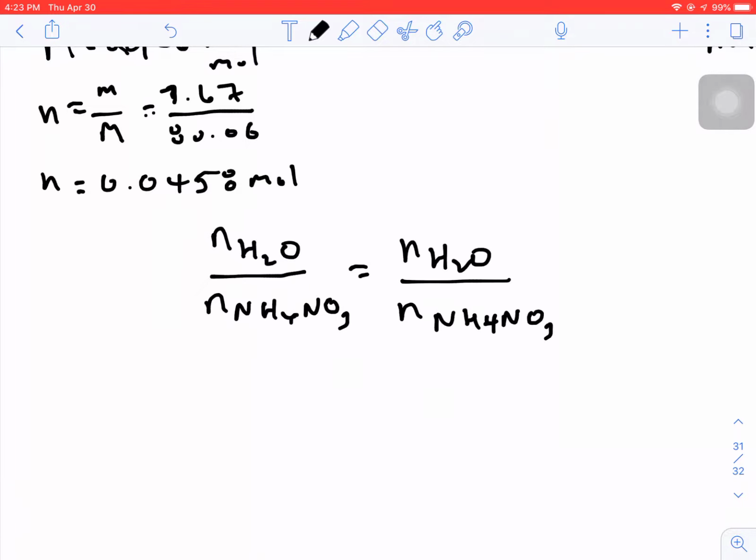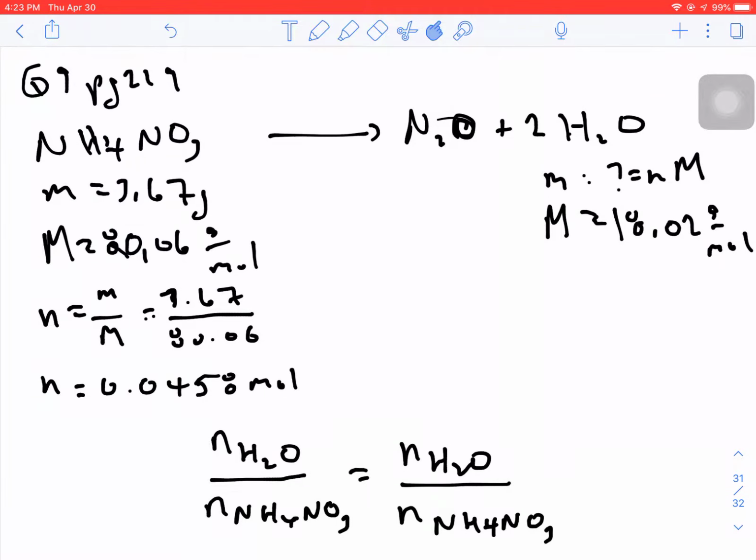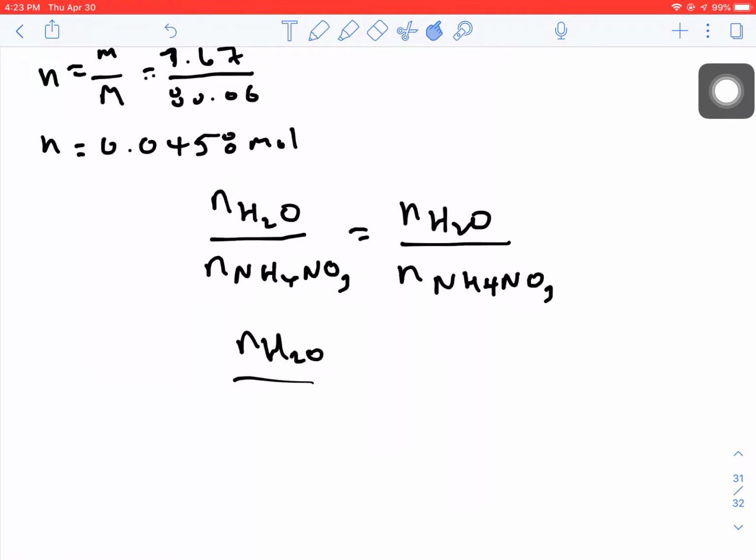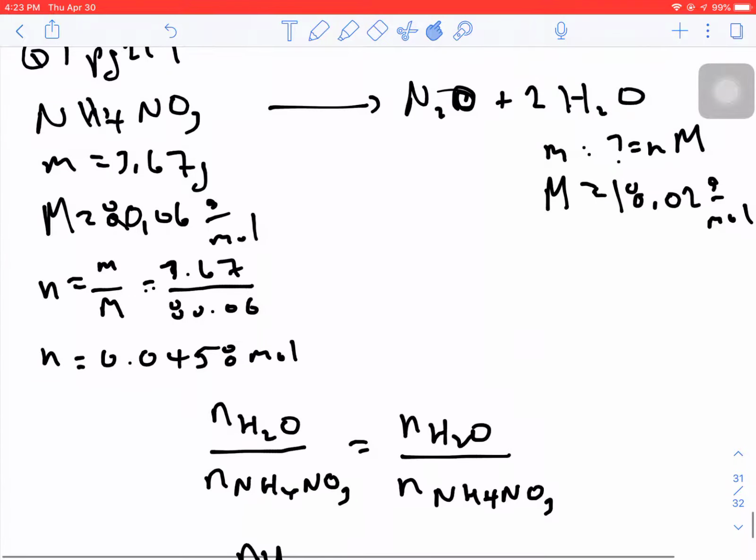Well, I don't know my number of moles of water, right? That's my unknown in the question right now, because that's what I'm trying to solve in order to do this calculation here. But I do know the number of moles of ammonium nitrate is 0.0458. So in the denominator, I can put 0.0458. On the right side of my equal sign, I'm going to put the number of moles as we see it in the balanced chemical equation. So in the balanced chemical equation, my number of moles of water is 2, and my number of moles of ammonium nitrate is 1. 2 waters, 1 ammonium nitrate.